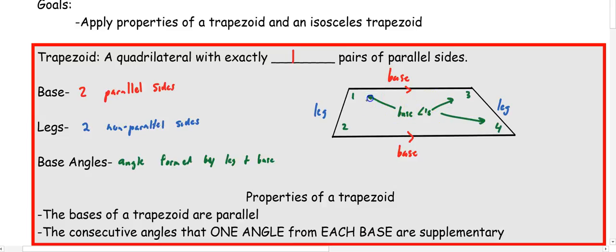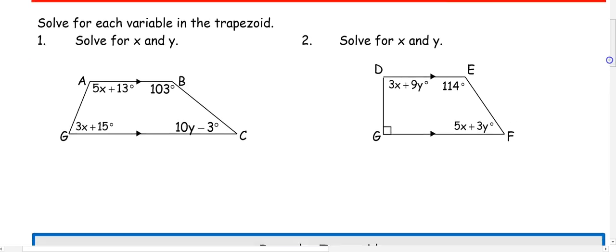So a trapezoid has two different properties. One, the bases of a trapezoid are parallel, and two, the consecutive angles that are one angle from each base are supplementary. So in this case, we would have the measure of angle 1 plus the measure of angle 2 is equal to 180, or the measure of angle 3 plus the measure of angle 4 is equal to 180. The angles that are touching the same base have no relationship with each other. They have to be touching two different bases. So let's use this property to solve for x and y.